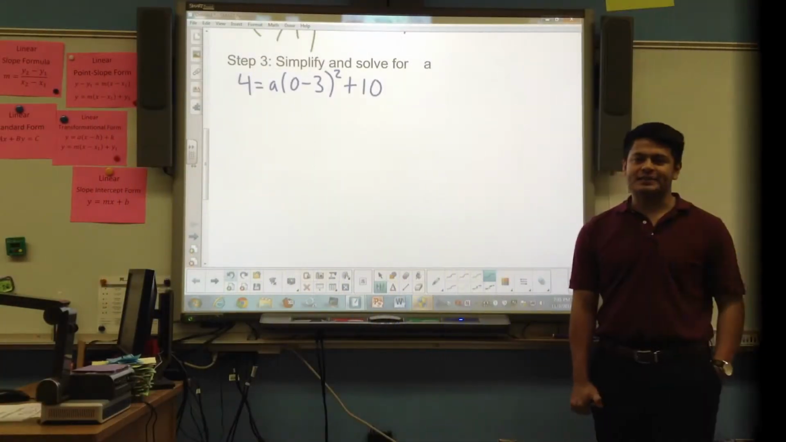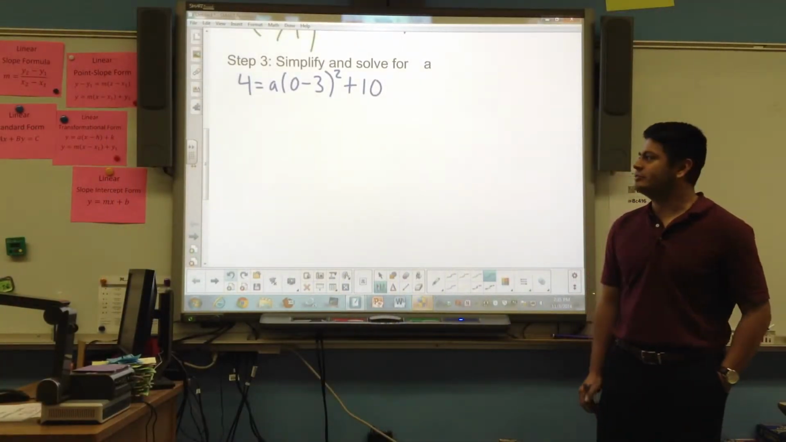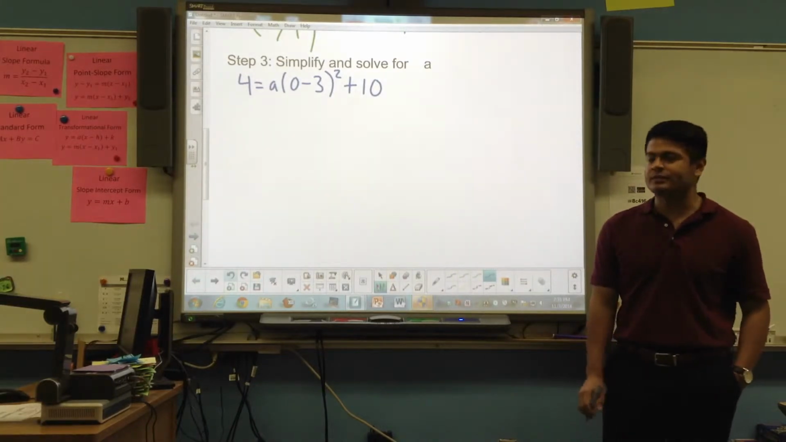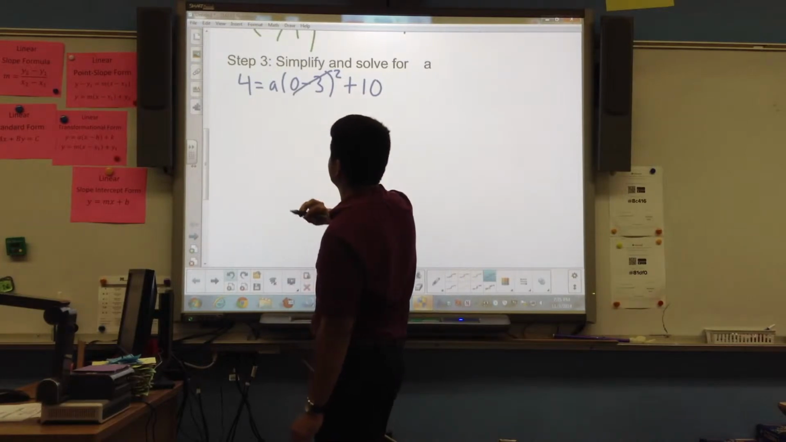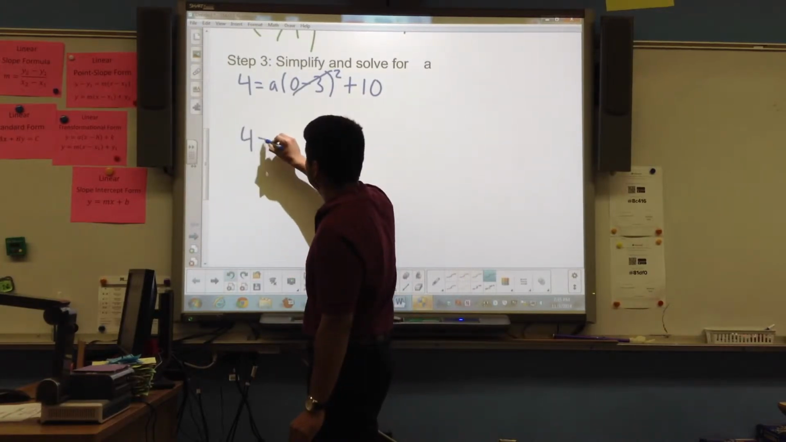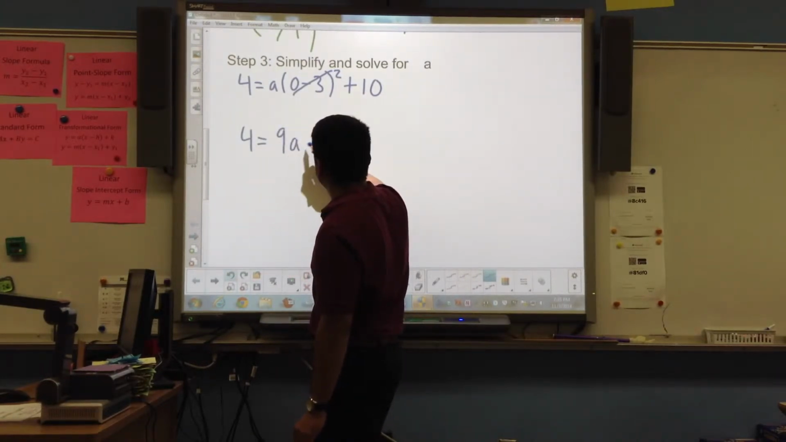So now finally we're at step 3, which is simplify and solve for a. So first thing I'm going to do is get rid of those parentheses. So what I can do is cross this out, and I can rewrite my equation as 4 equals 9a plus 10.